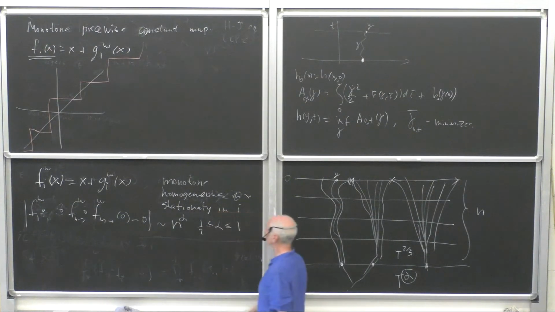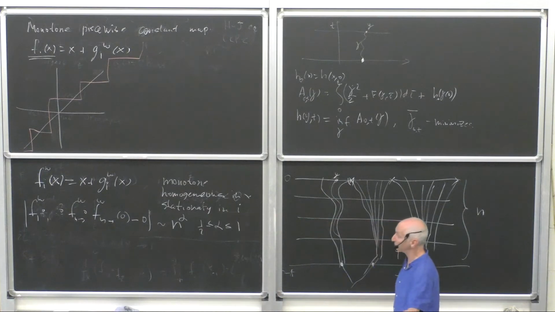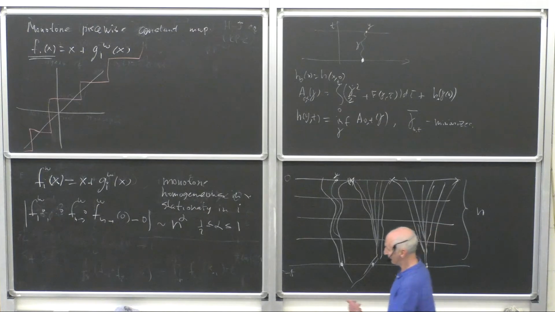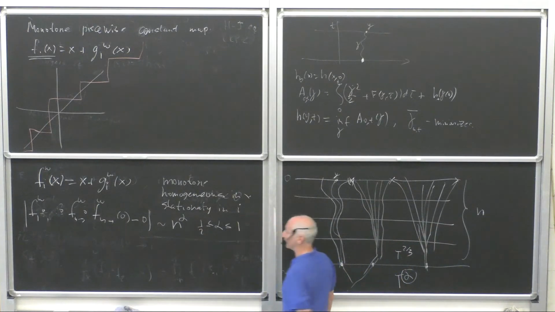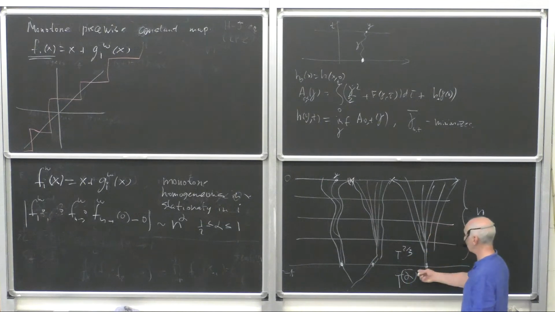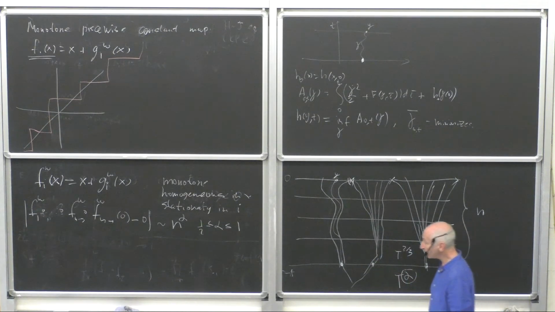I don't want to consider numbers less than 1/2. 1/2 would correspond to independent choice of these maps. If they're independent, then displacement will be square root of n. But it can be more than that. Like here, it will be n to the 2/3. And then I'm claiming the following.